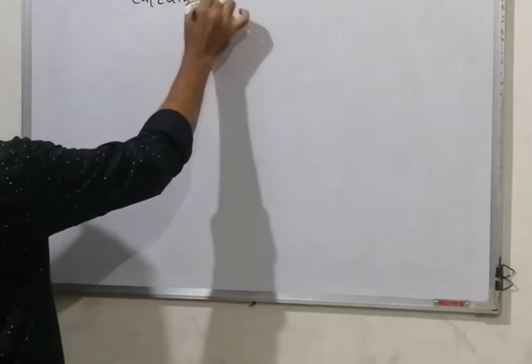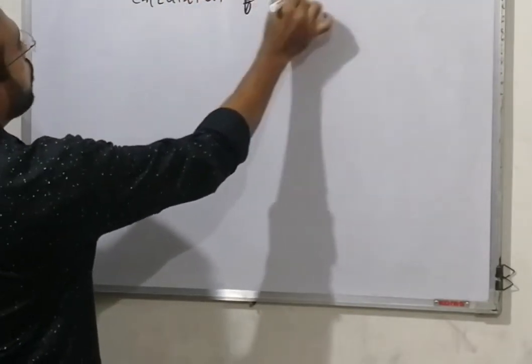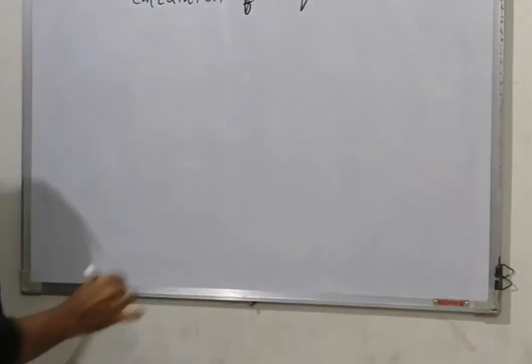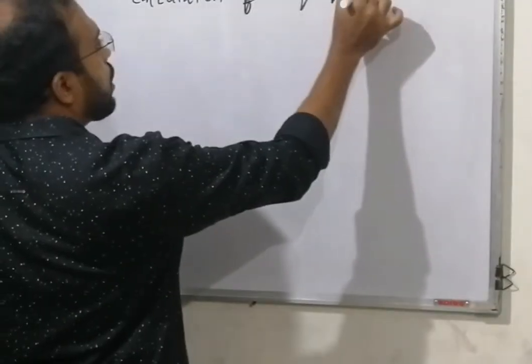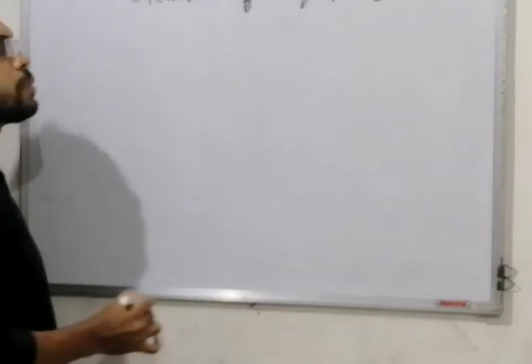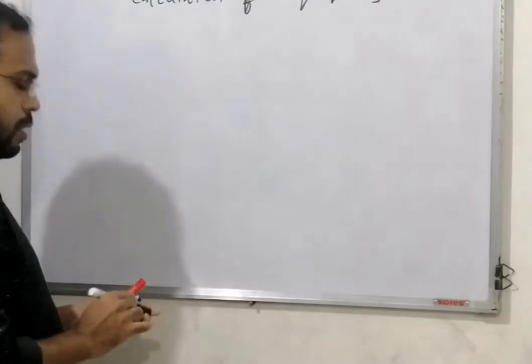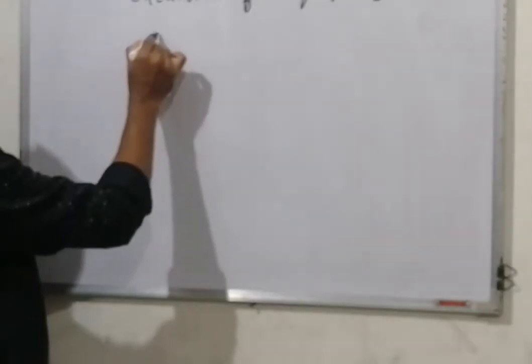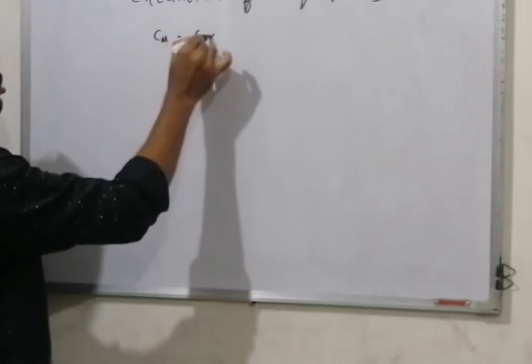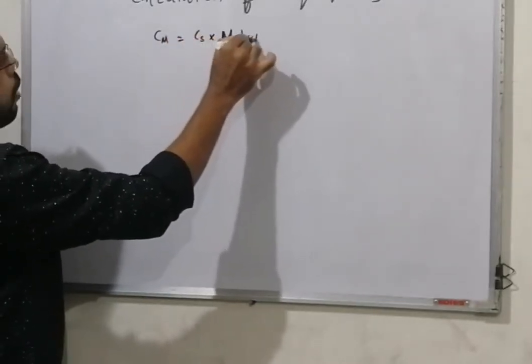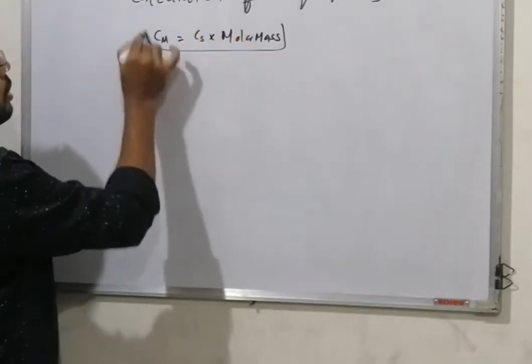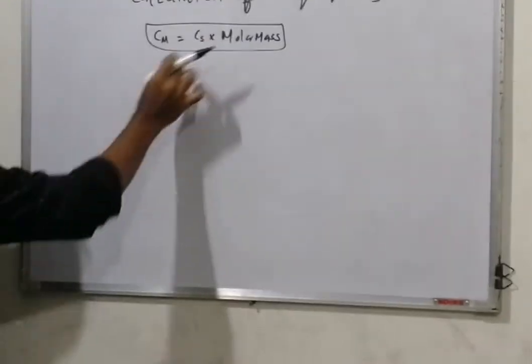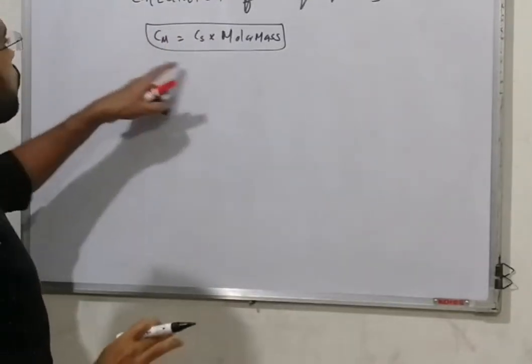Calculation of Q or Cs, heat capacity, specific heat capacity. If you get the specific heat capacity, Cm is nothing but the Cs into molar mass. That is, because Cs is for 1 gram, therefore Cm is for molar mass in grams.